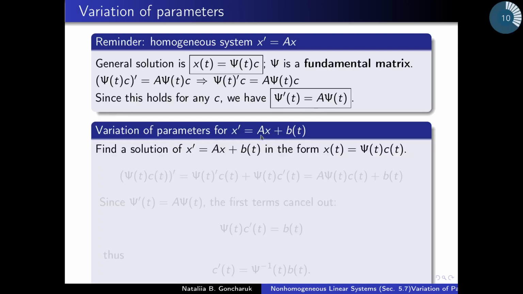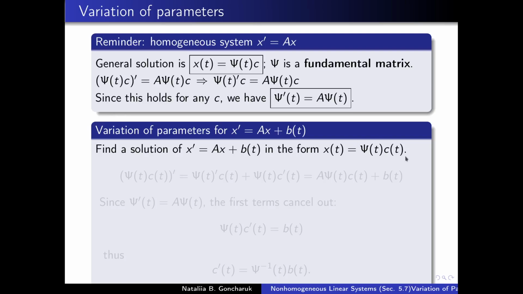Now we pass to the non-homogeneous system with B(t) over here. The solution of the homogeneous system was psi c. We will vary this parameter c and replace it with a function. So we will try to find the solution in the form psi multiplied by c that depends on t. We already know what psi is: psi is the fundamental matrix for the homogeneous part, and we are going to find c.